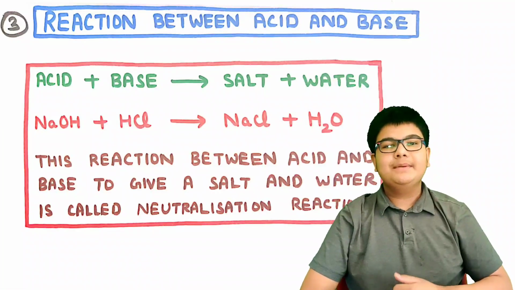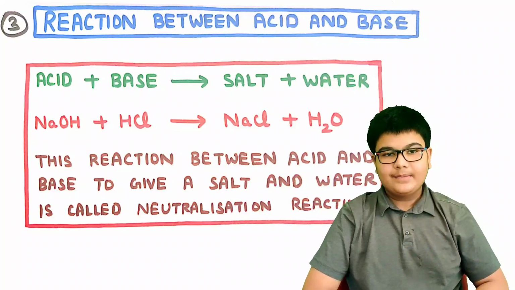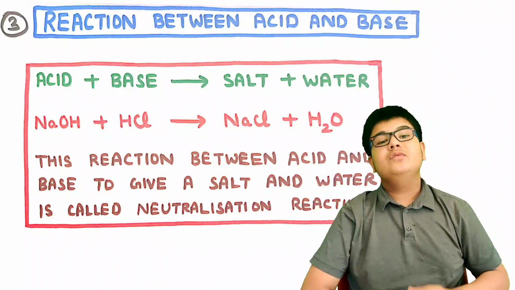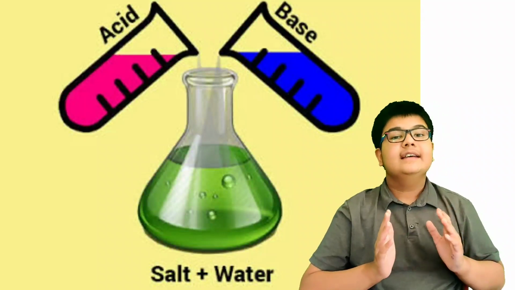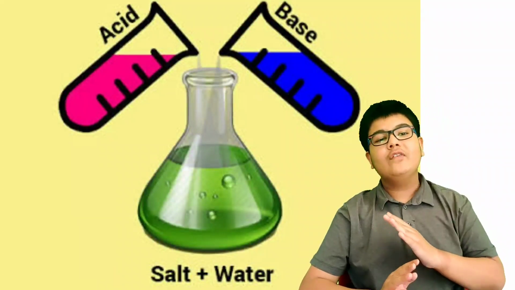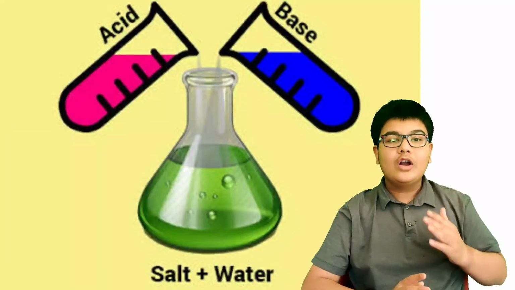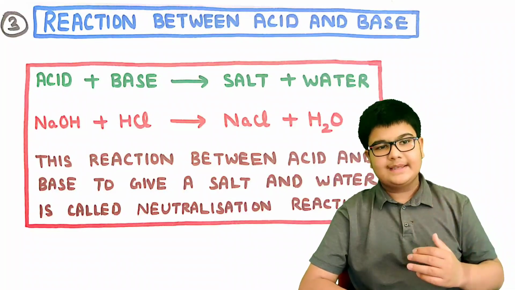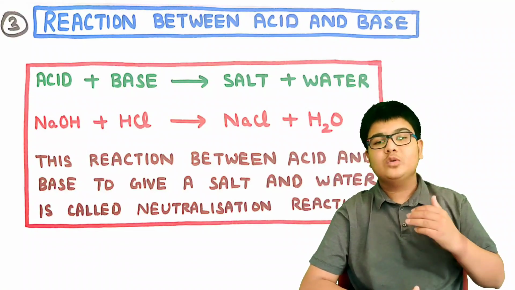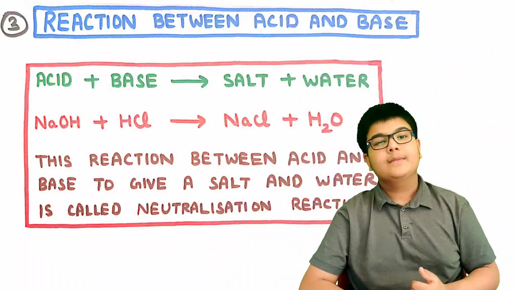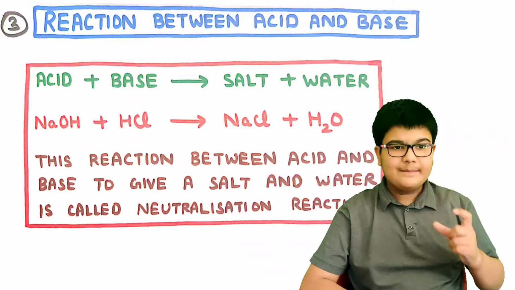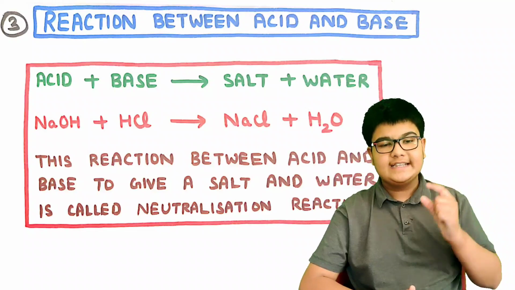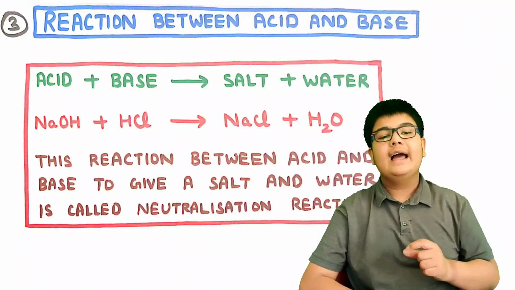Now let us see the reaction between an acid and a base. So we have already discussed this in the first video. So when an acid and base react, this neutralizes the effect of both the acid and base, and a salt and water is formed. So this reaction between an acid and base to give a salt and water is also known as neutralization reaction. For example, sodium hydroxide plus hydrochloric acid results in the formation of NaCl, which is a salt, sodium chloride, and water.